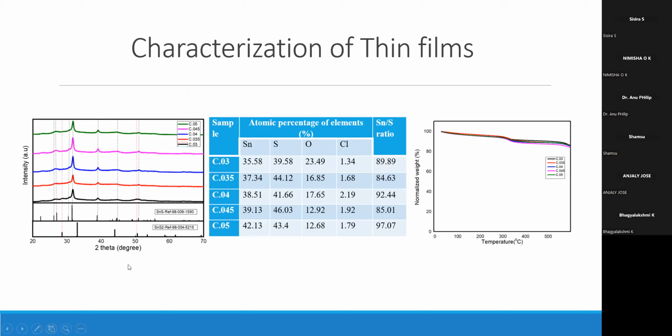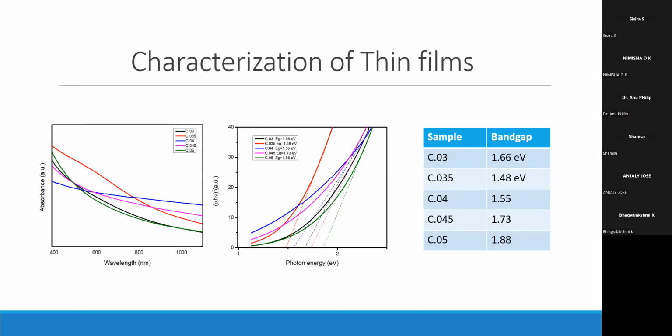Only the sample prepared with the 0.03 molar cationic solution, named C0.03, showed an SnS2 peak. All other samples showed SnS peaks only. An increase in Sn concentration with the increase in the cationic molarity was observed from the EDAX measurements, and the TGA analysis showed that all the samples are thermally stable. And the increase in the band gap with increase in the cationic molarity can be correlated to the increased thickness due to more amount of material deposited.